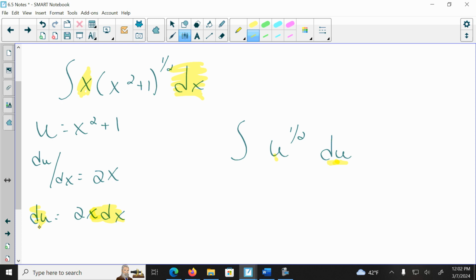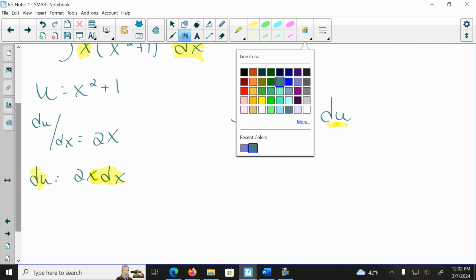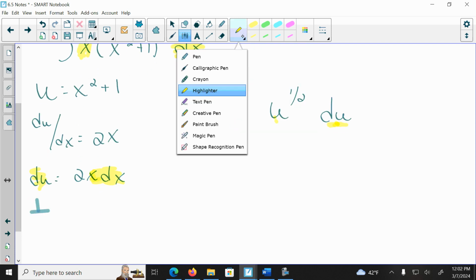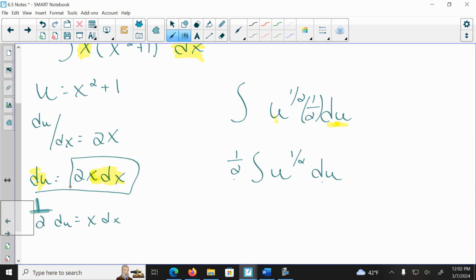And then I have this 2. How do I take care of this 2? Oh, 1 half. I have to have a 1 half there. So I'm going to have 1 half. Yes, or if there's 3, it would be a third. I could put this 1 half here if I wanted to, but I don't like that. So I always put it out in front. Now this 1 half du takes care of this whole thing, yes?